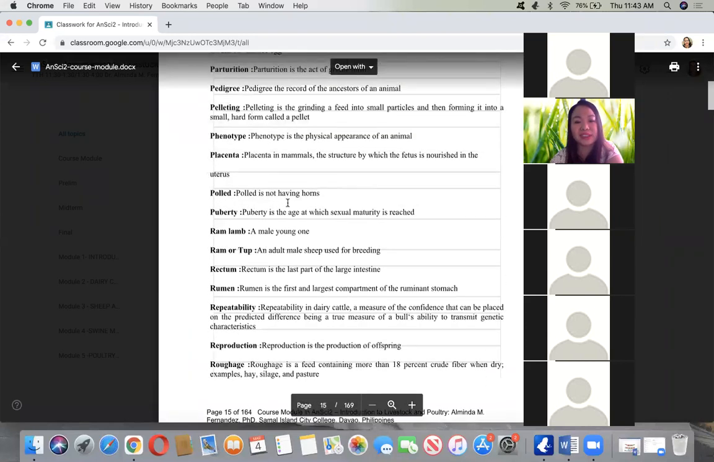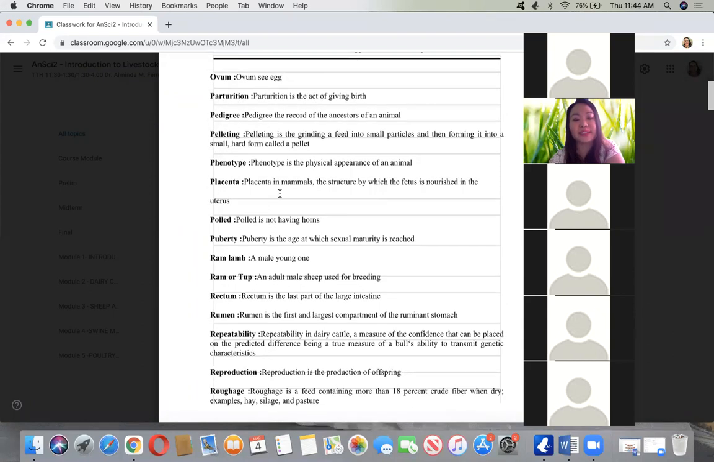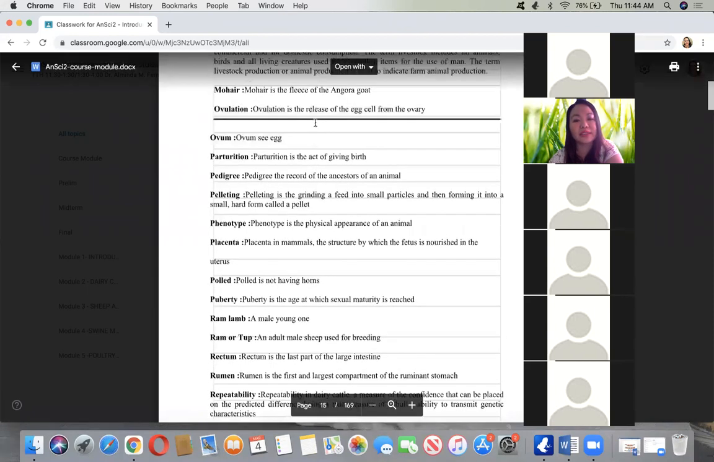Puberty is the age at which sexual maturity is reached. Polled is not having horns. Placenta is the structure by which the fetus is nourished in the uterus. Phenotype is the physical appearance of an animal. Pelleting is the grinding of feeds into small particles and then forming them into small hard forms called pellets. And pedigree is the record of the ancestors of an animal.